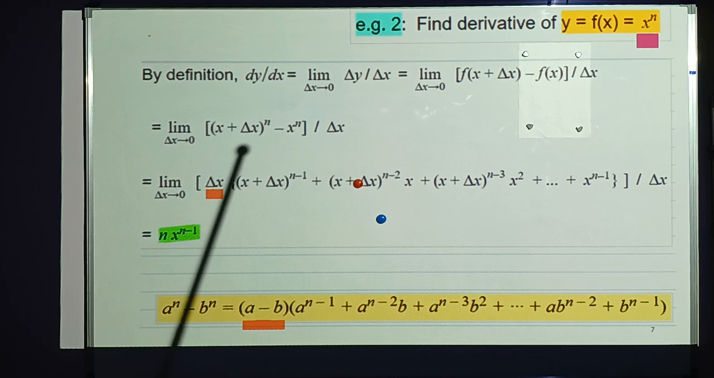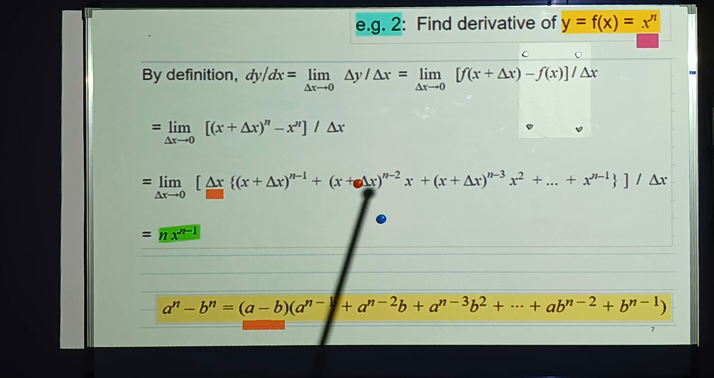So this is a raised to the power n minus b raised to the power n form. So it uses an algebraic identity, this one. So a minus b, this one is just delta x, and then a raised to the power n minus 1 is the first one, raised to the power n minus 1. And then the second term is a raised to the power n minus 2, so this raised to the power n minus 2, and then b, which is x. For the third term, this power will go down and this power will increase. And the last term is x raised to the power n minus 1.